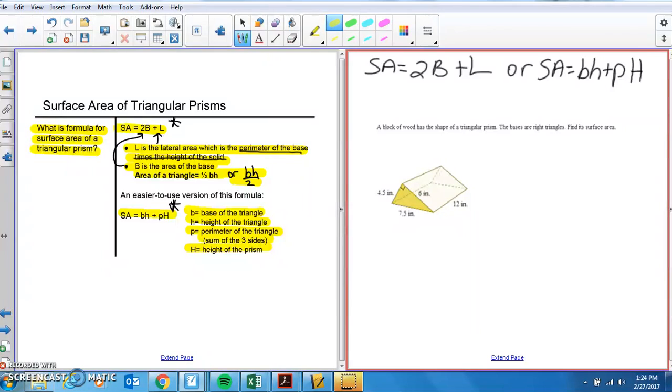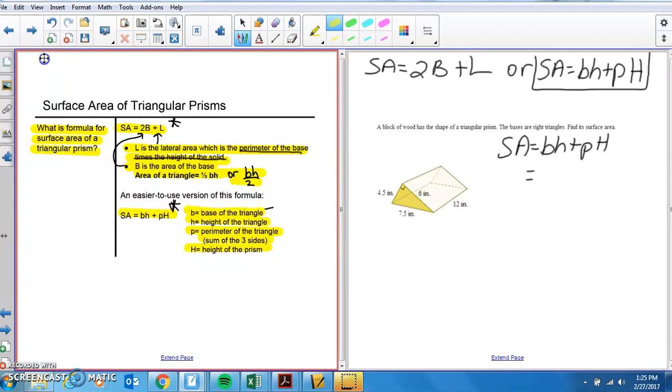Okay? Now, I'm personally going to use the second one here. So what I'm going to do is copy it down. The more you copy it down, the better off you'll be with it. All right, so the lowercase b and lowercase h, over here on the left side, represent the base of the triangle.